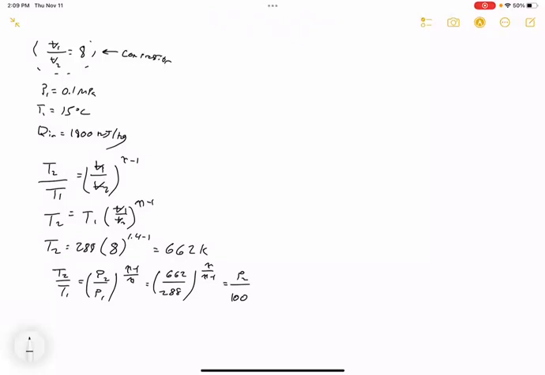So let's do this: 662 over 288 to the power of gamma over gamma minus 1, times 100. And I'm getting a pressure at state 2 of 1.841 megapascals, so 1841 kilopascals. And what I'm going to do is box each temperature and pressure we find.